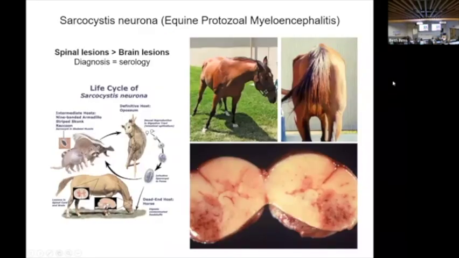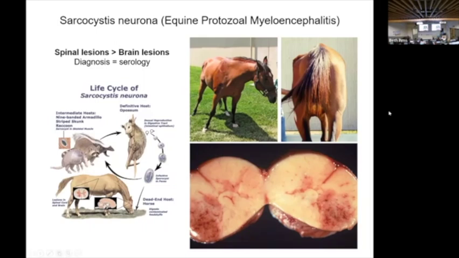EPM, again, is a similar concept as Toxo and Neospora. Horses are actually aberrant or dead-end hosts. So this bug is totally lost. It has no idea where it's going. We see spinal lesions more often than we see brain lesions, but both are possible. So presentation in infected horses is usually relatable to spinal signs.